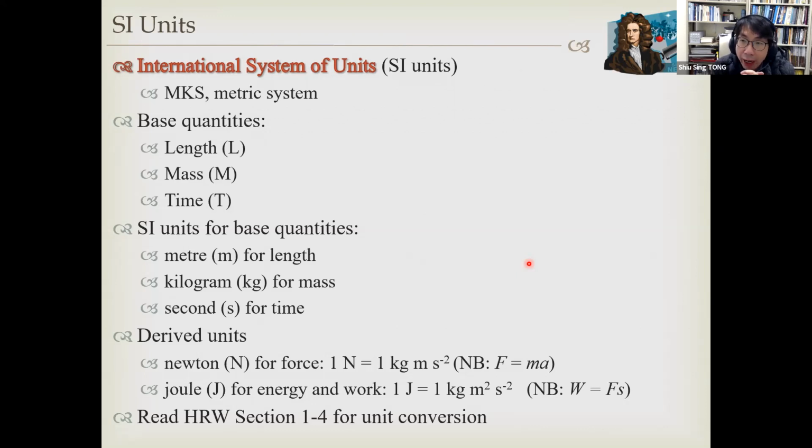Okay, and Joule for energy and work is also a derived unit. We know the formula for work is the force multiplied by the displacement. The unit of force is Newton, which is kilogram meter per second squared. When it is multiplied by a certain distance s, we have an additional unit of length. So the unit for energy or work, which is Joule, is 1 kilogram meter squared per second squared, because we have an additional unit of length here, so it becomes meter squared.